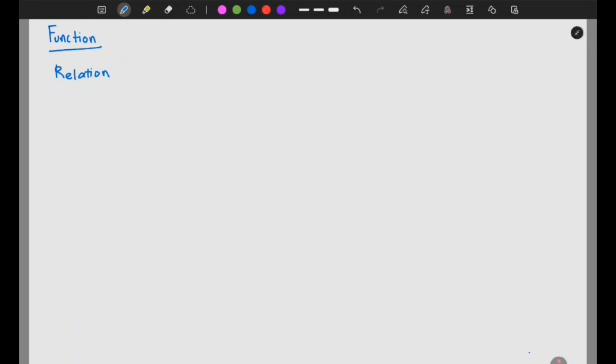So relation in mathematics, which you have already learned in Form 3, I think Form 2 if I'm not wrong, you have learned 4 types of relation. First, one-to-one relation. One-to-many relation. Many-to-one relation. And lastly, many-to-many relation.